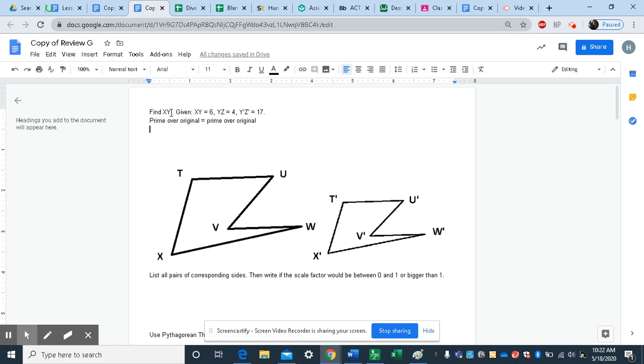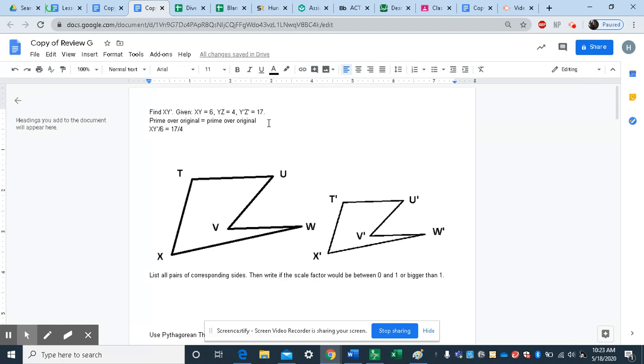That means our find is going to be on the top because it's prime. So we're going to leave it as is. We have xy prime over the original, which is 6. Then we set that equal to the other side, where we know the prime and original. The proportions are going to be equal if it's a scale model. In the second one, we put y prime z prime, which is 17, over 4.